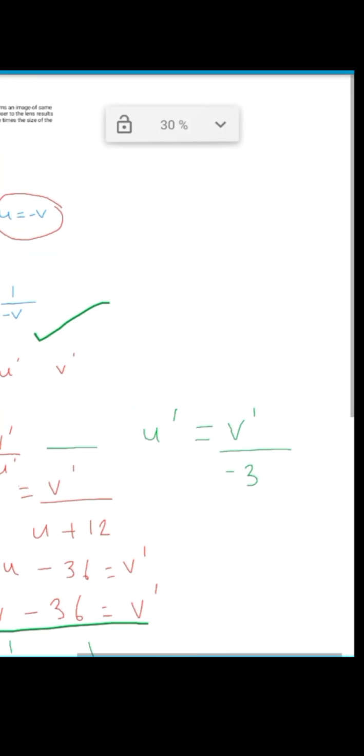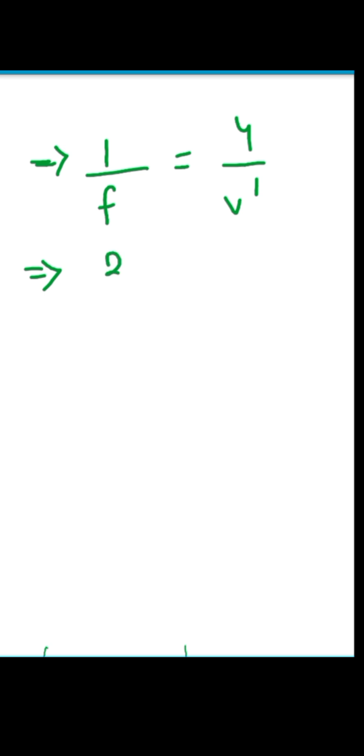Let me do it somewhere here. So 1 by f, we got it as 4 by v dash. Now from the previous case we saw that F was equal to V by 2. So what will be 1 by F? We can write it as 2 by V. And from the case number 2 we saw that V dash was equal to 3V minus 36. So instead of V dash, let's write 3V minus 36.